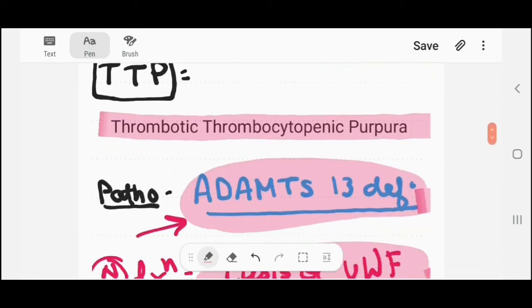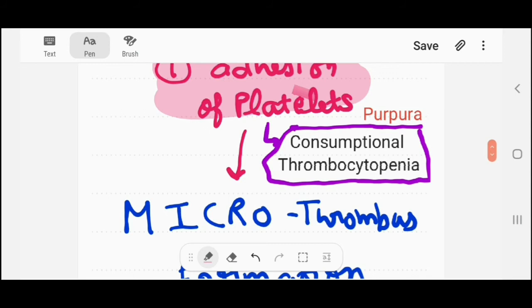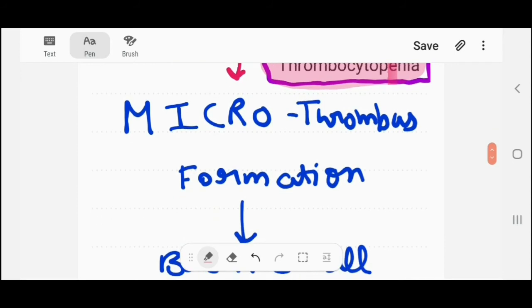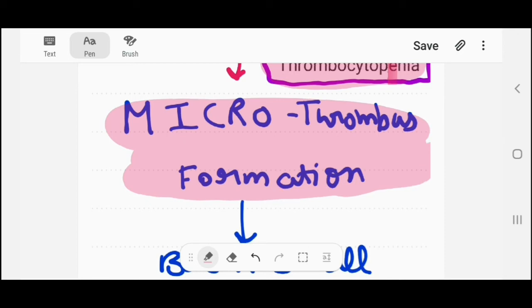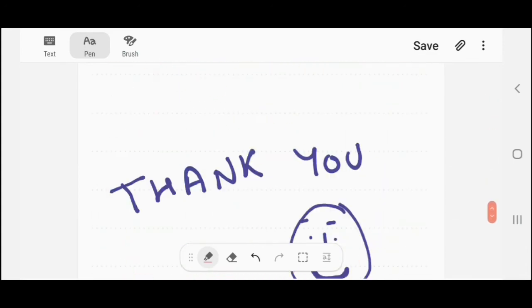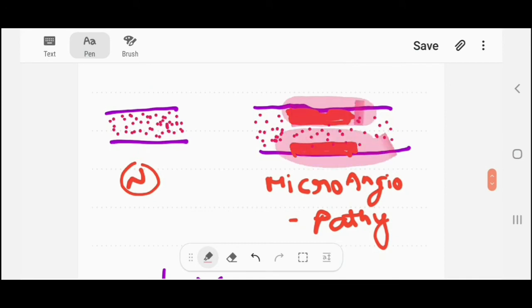So there can be two possibilities, guys. First, if there is more and more adhesion, the platelets are consumed, so this can cause consumptive thrombocytopenia, and it will cause purpura. The patient can have purpura, meaning more bleeding. And also there is microthrombus formation, because if the platelets are aggregating, this can cause thrombus formation in the blood vessels. Here you can see there can be a thrombus-like condition in the blood vessels.